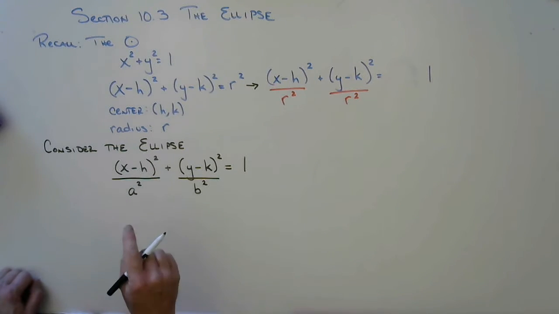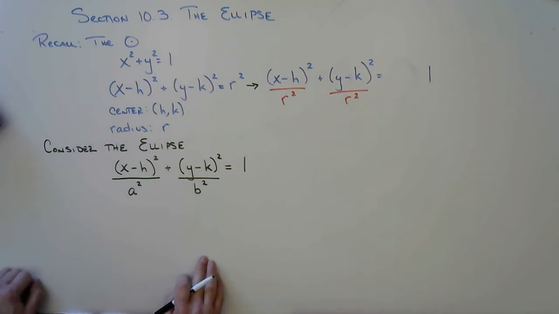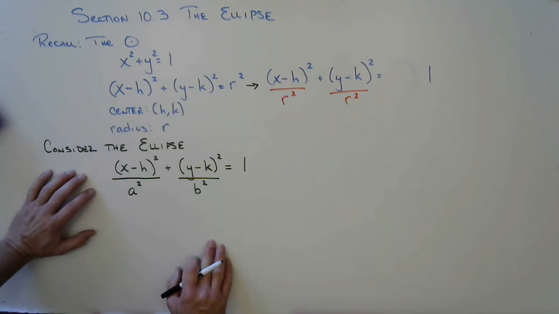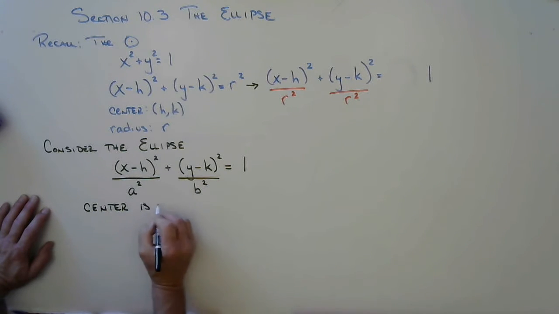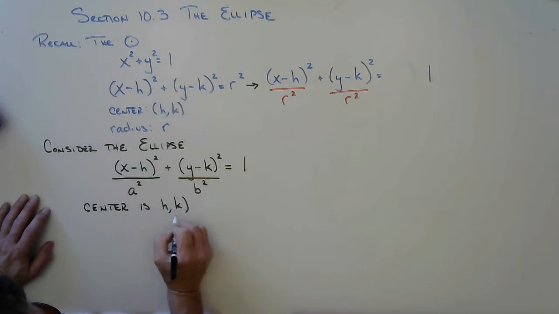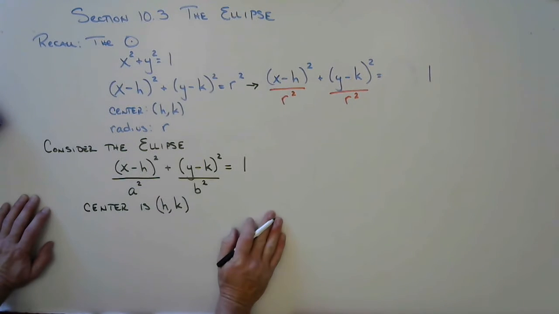Now, this is the equation of the ellipse. We don't need to worry about where it comes from. We need to know that this is an ellipse. And what do we know about this ellipse? We know its center is (h, k), and we find it just like we found it with the circle.